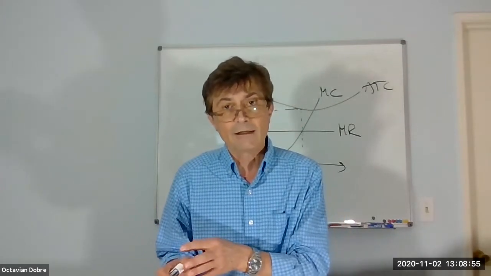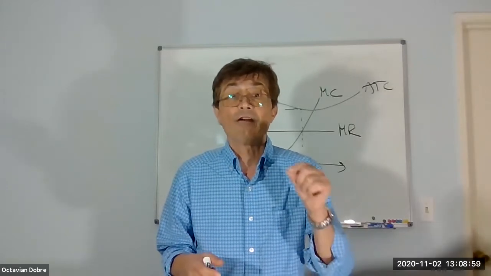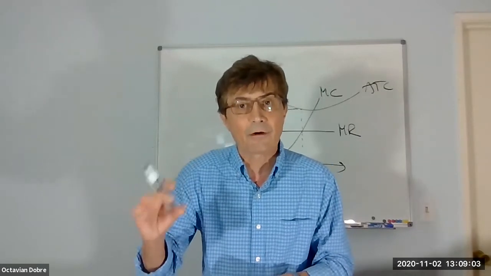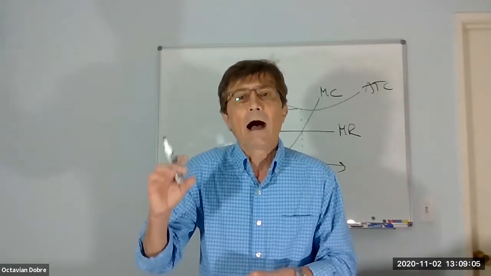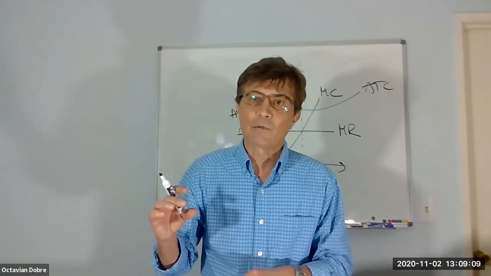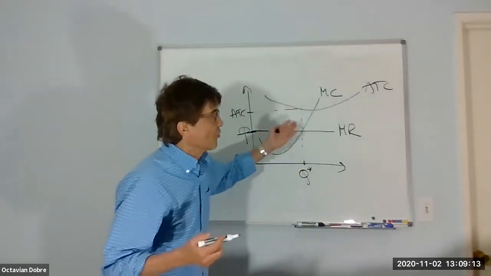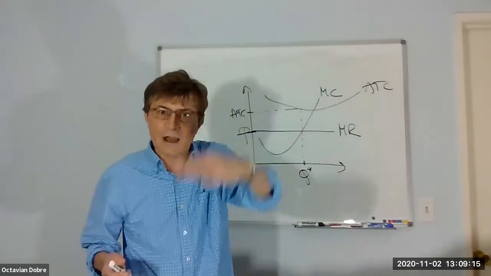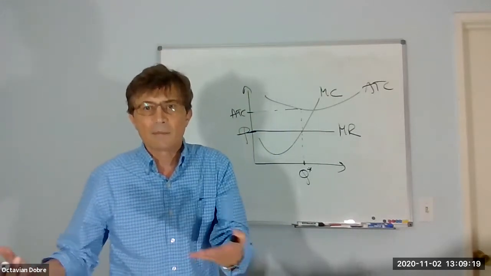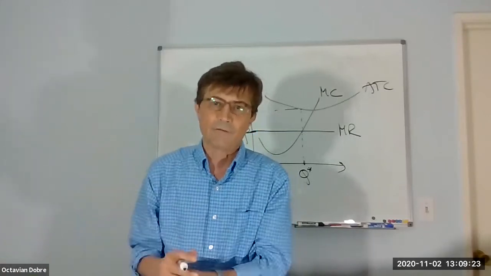For that, I need to look at where the price is with respect to the average variable cost. If the price is higher than the average variable cost, then I'm going to stay in business. If the price is lower than the average variable cost, then I will shut down. So let me draw the average variable cost. Obviously, the average variable cost is going to be below the average total cost because average total is average variable plus average fixed.